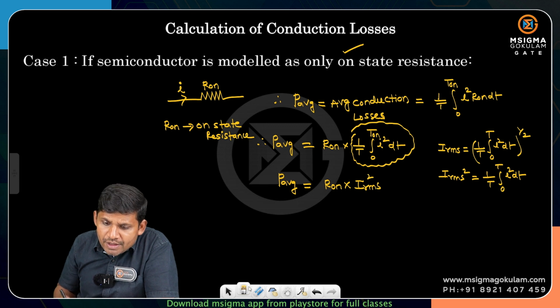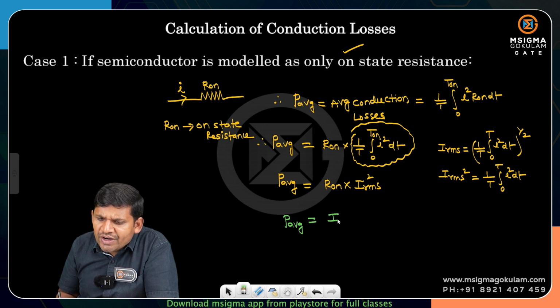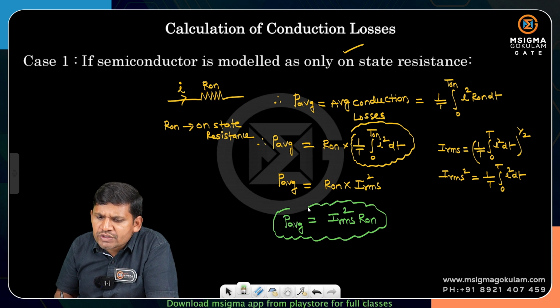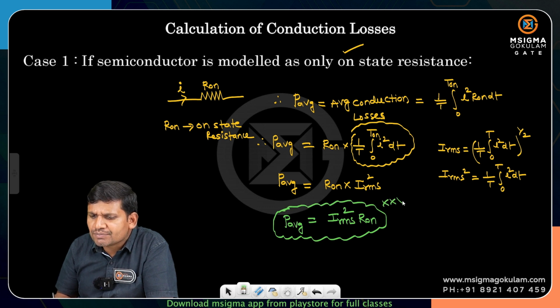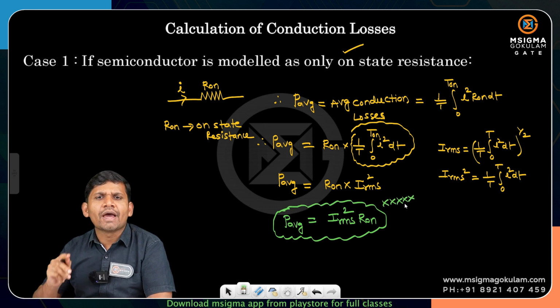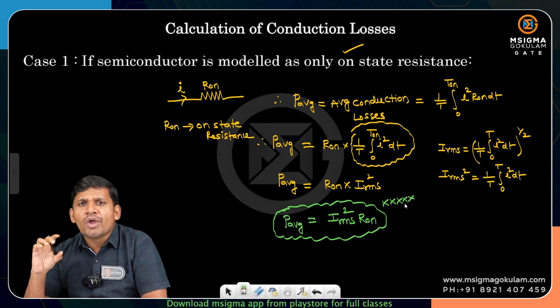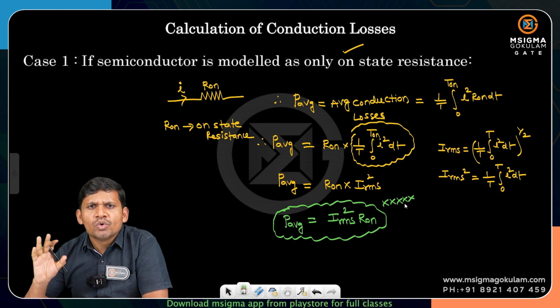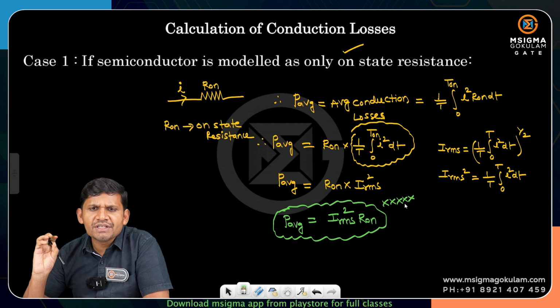That means if any device is conducting and it is modeled as only a resistance, to calculate the average conduction losses we have to use RMS current. Don't use the average current. This is the observation. To calculate the average conduction losses, we have to use RMS current, students. Don't use average current. This observation is important.